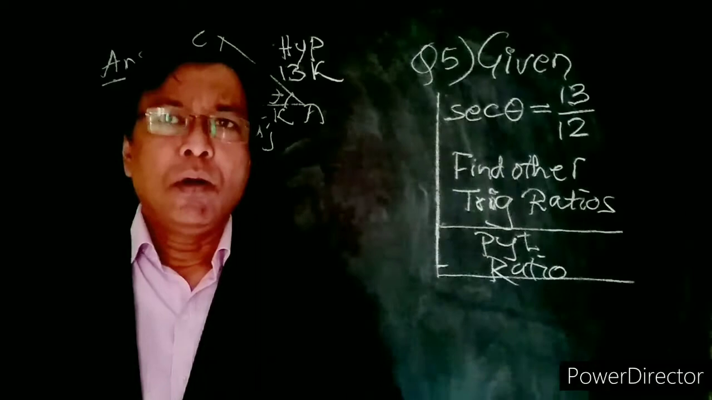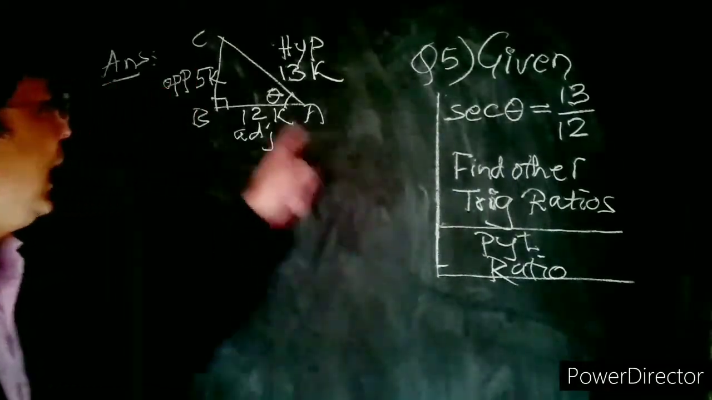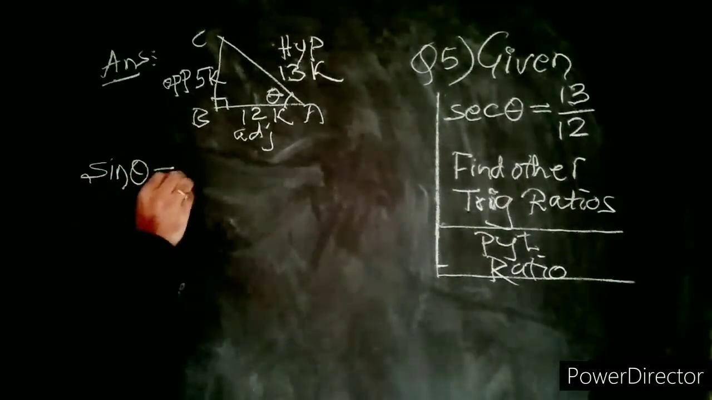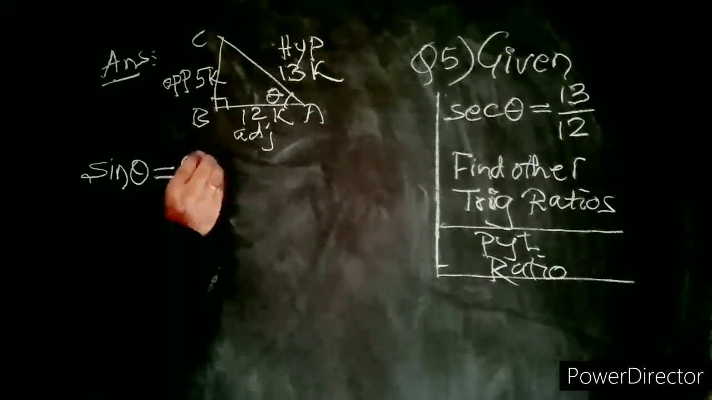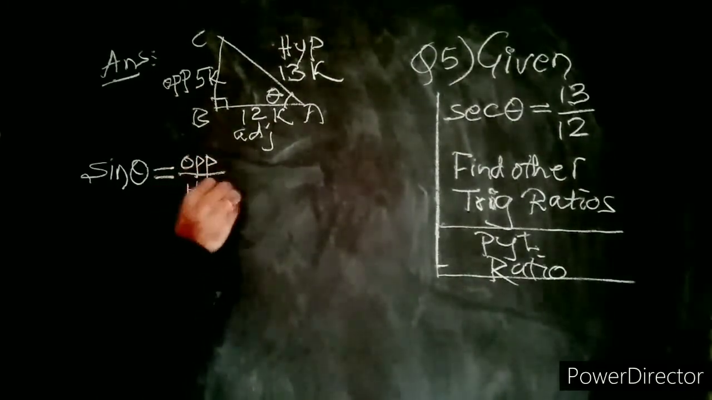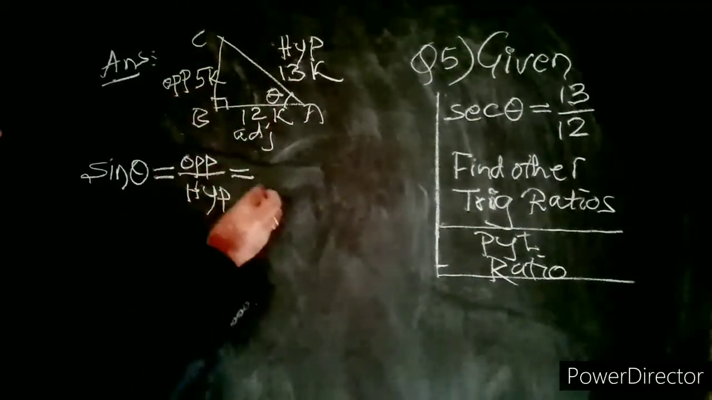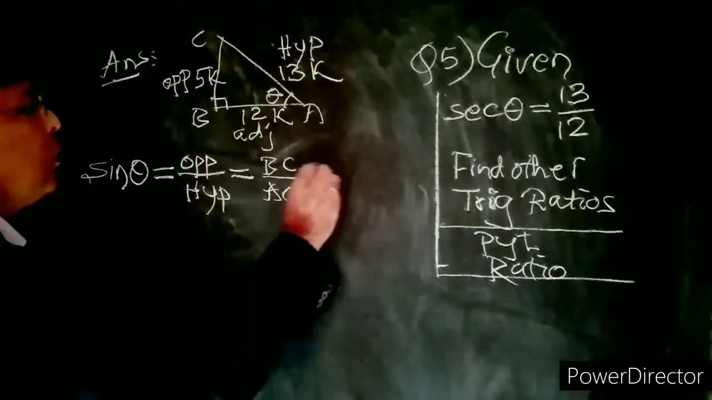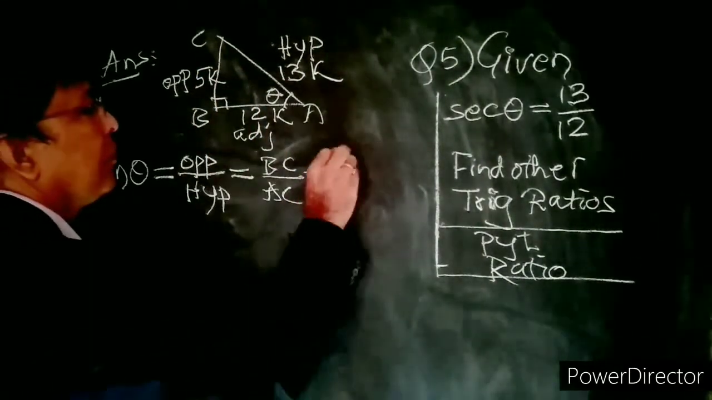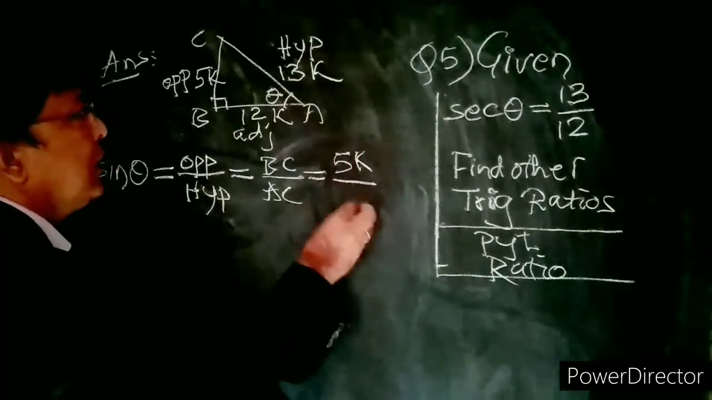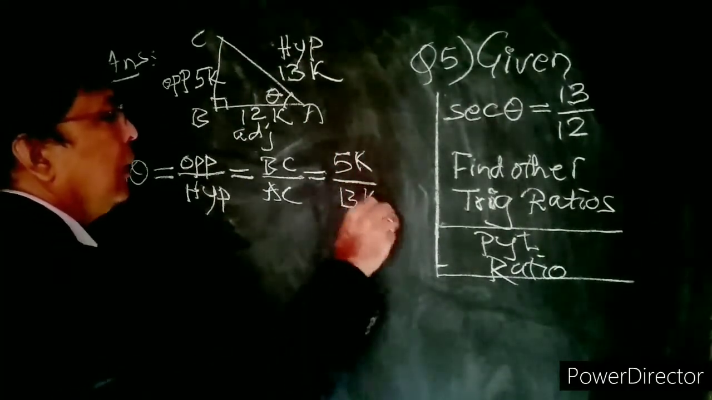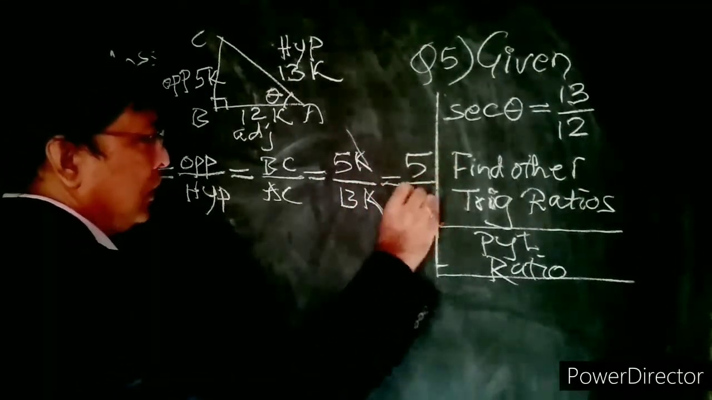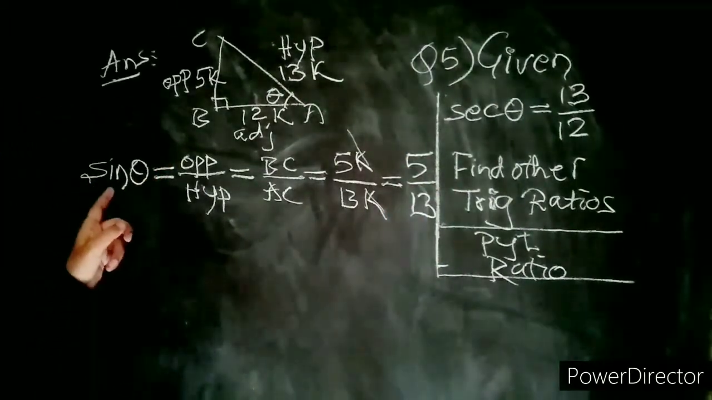Now let us find remaining trigonometric values for angle theta. The first is sin theta. We know that sin theta is nothing but opposite side upon hypotenuse. Here opposite side is BC, hypotenuse is AC, that is equal to BC is 5K and hypotenuse is 13K. KK get cancelled. We get 5/13. This is the ratio for sin theta.